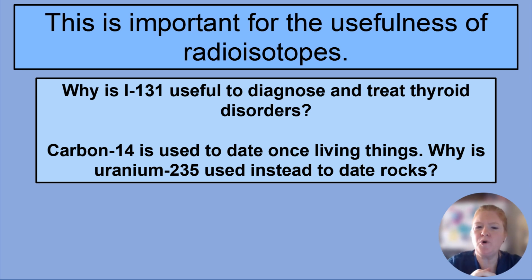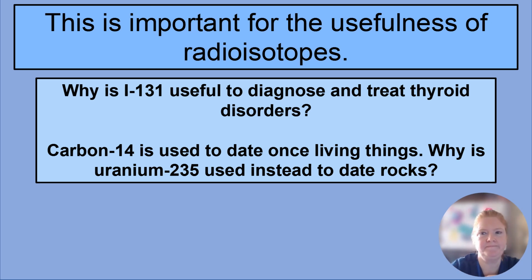So why do we use uranium-235 instead to date rocks? Well, first of all, rocks do not reliably contain carbon, right? Also, the half-life of carbon-14, which is between 5,000 and 6,000 years, let's just say, is too short to date rocks that could be billions of years old. There's not enough carbon-14 left to be able to tell how old they are. So uranium-235, which has a very long half-life, is much more useful.